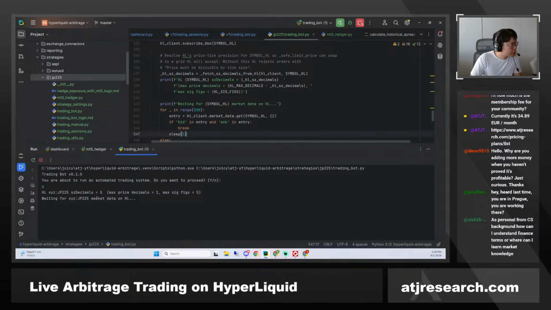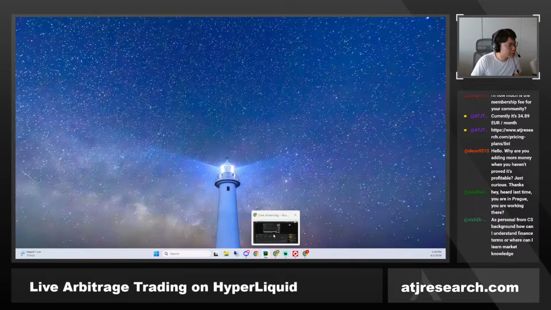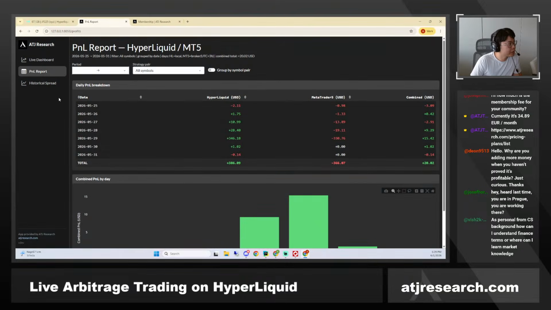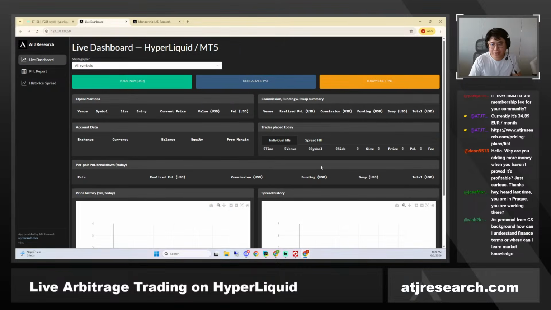Okay, so now it's going to wait for a tick from JP225. We're going to wait 5 minutes. Hopefully the strategy will start. And as I said, in the meantime, our SP500 strategy is still running. So if we catch a trade, we'll catch a trade basically.